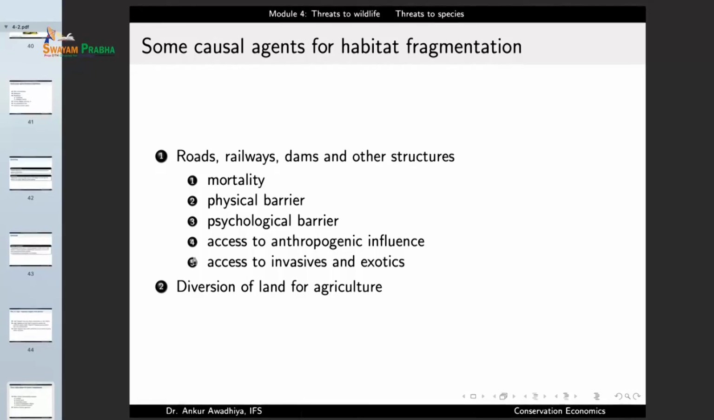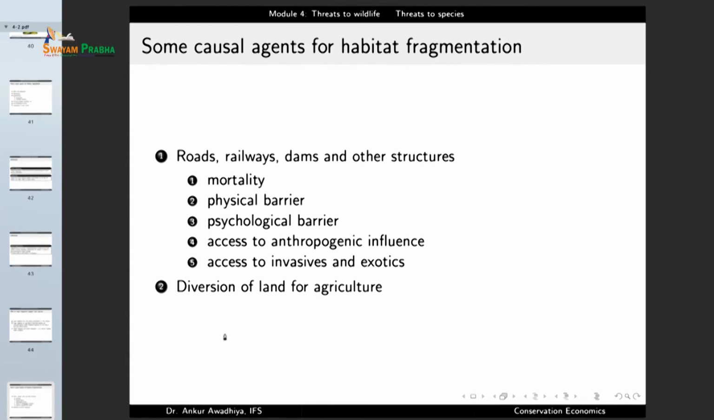So if you consider a road with heavy traffic, if an animal wants to cross to the other part of the habitat, it will not be able to do that because of the fear of getting hit by one of these vehicles. So either the animal gets hit, or in certain cases, it is so afraid that it does not cross this area, because it acts as a psychological barrier. Then these structures such as roads and railways also increase access to human influence, and they increase access to invasive species and exotic species.